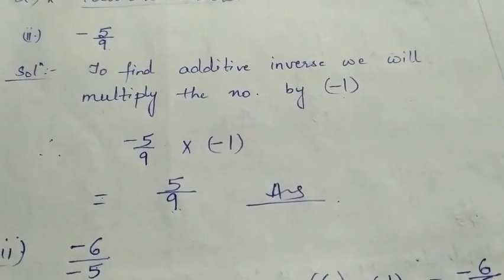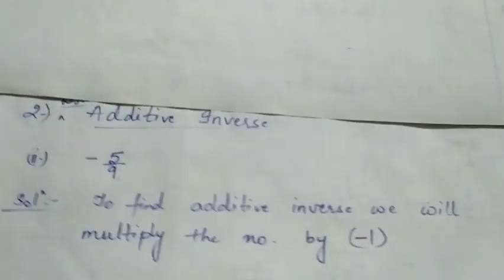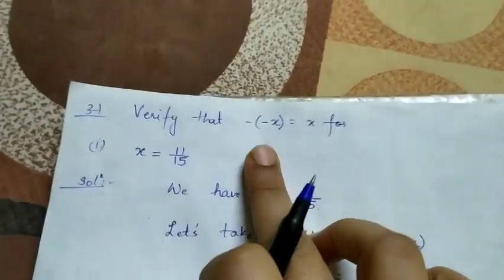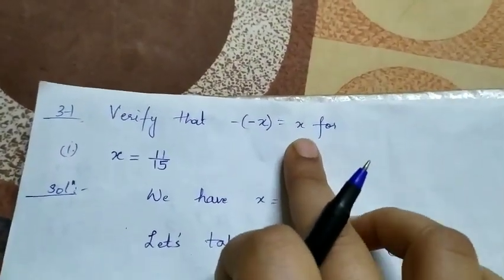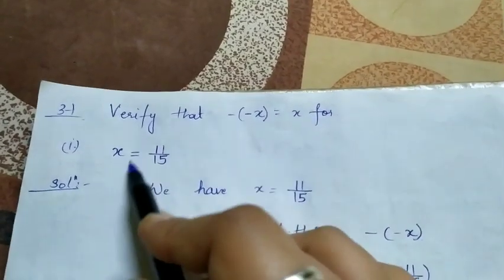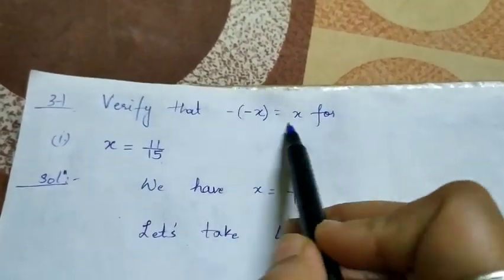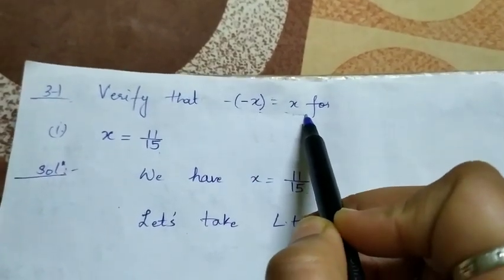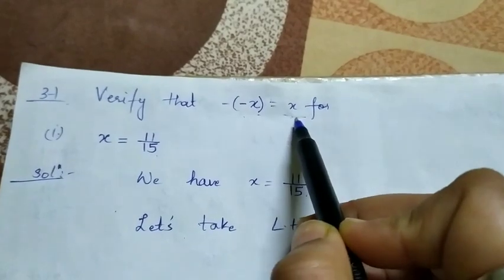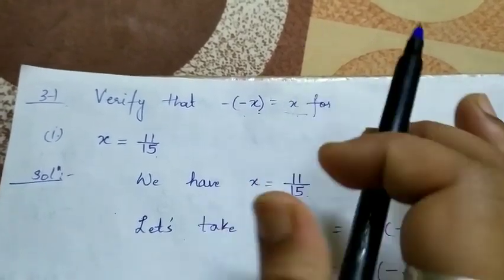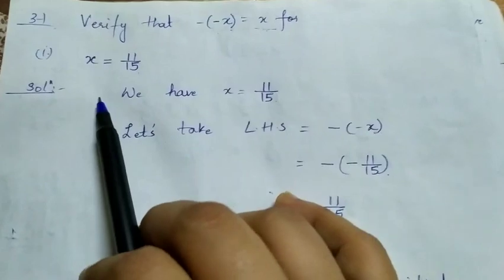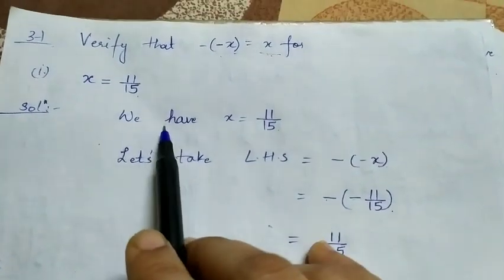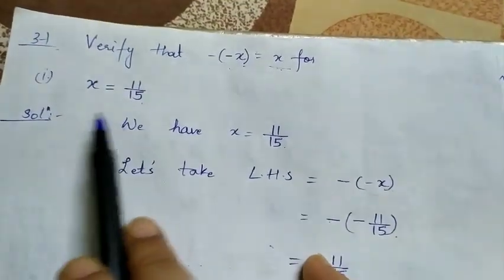Now coming to the third question, it is given as: verify that minus of minus x is equal to x, for a given value of x, and you have to verify this equation. Suppose we take this as LHS and this as RHS. If we prove LHS is equal to RHS, then the equation will be verified. So how can you go for the solution? First you have to write the question, and then you have to write the solution.